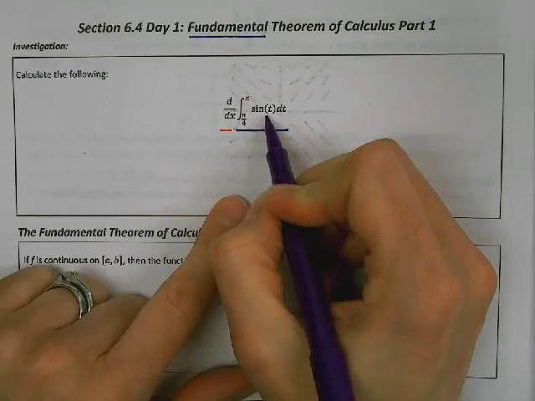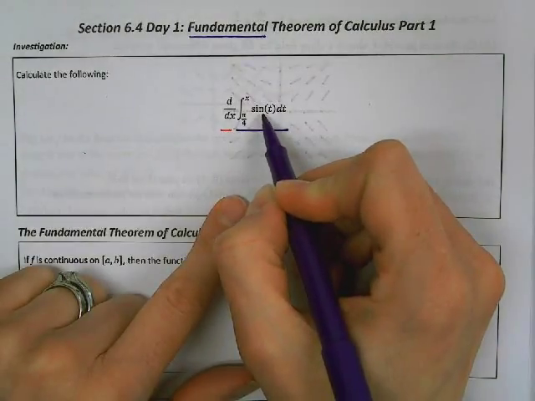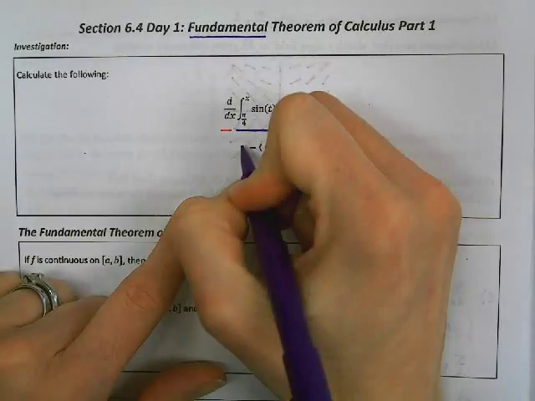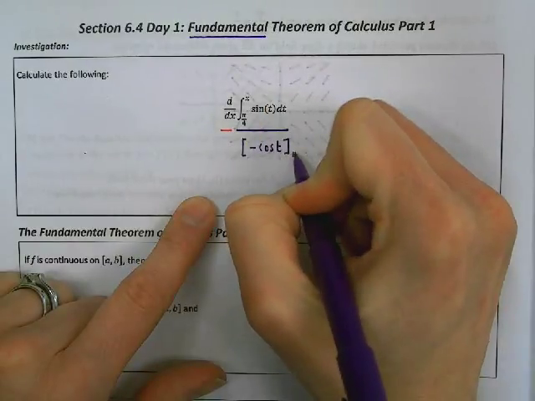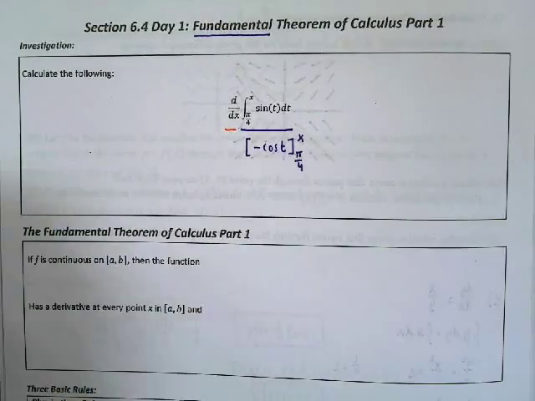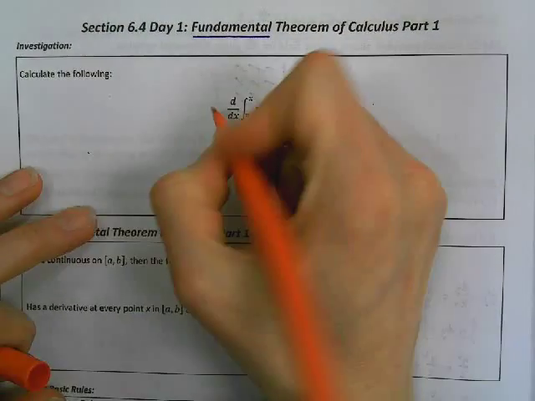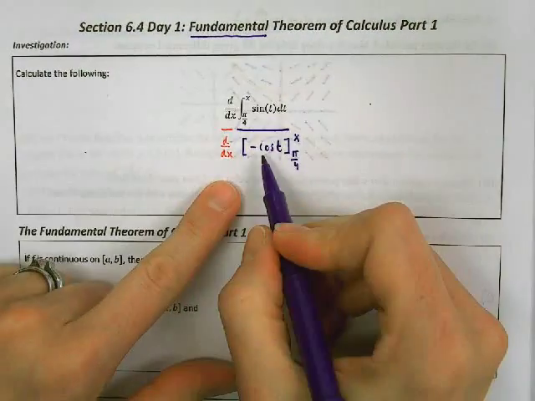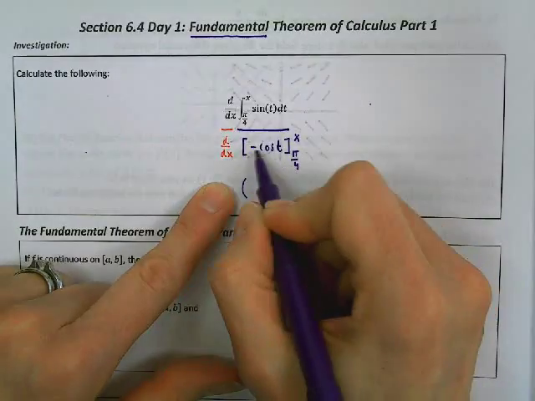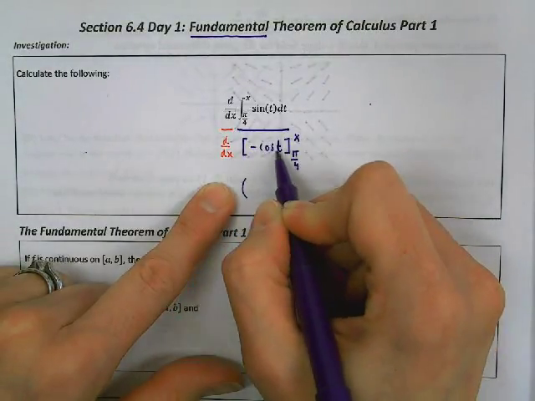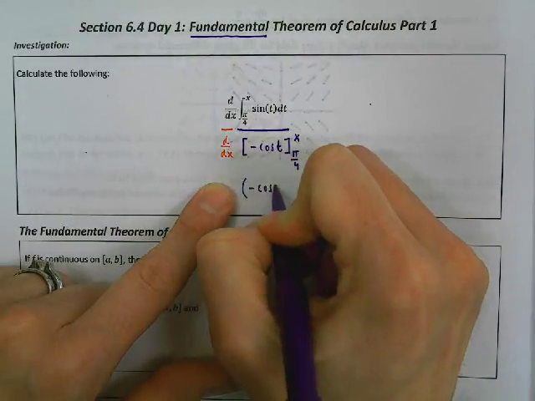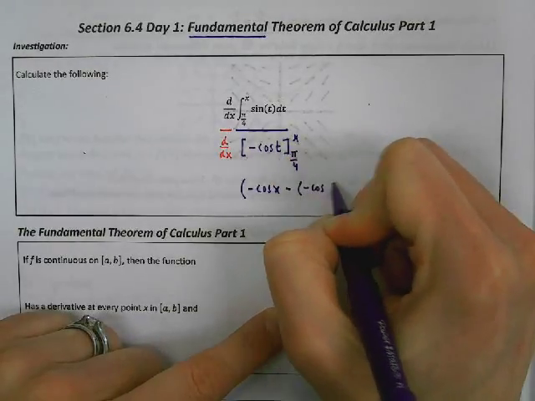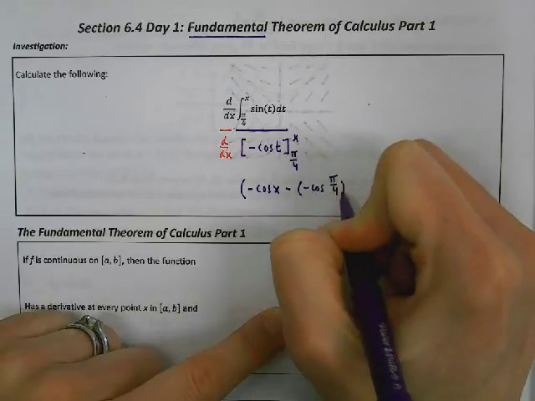Luckily, sine of t is something that we know the antiderivative of. The antiderivative of sine of t is going to be negative cosine of t, and we're going to be evaluating that from the value pi over 4 to x. When we're done with that, we'll take its derivative, so I'm just going to leave that there so we don't forget. To evaluate this, I'm going to evaluate my upper limit, so I'm going to have negative cosine of x, and then minus a negative cosine of pi over 4.